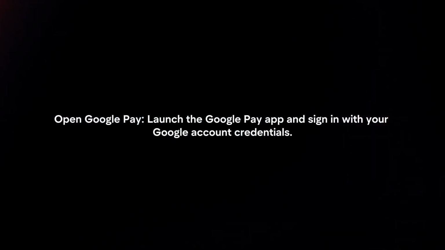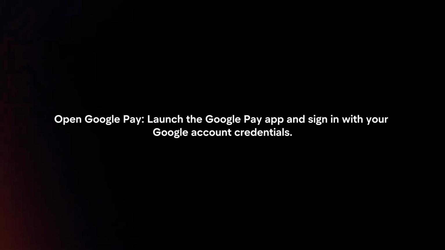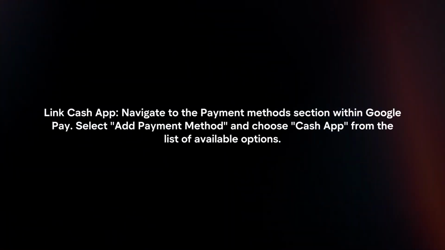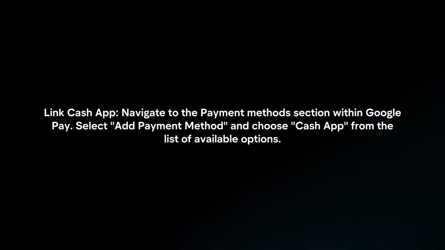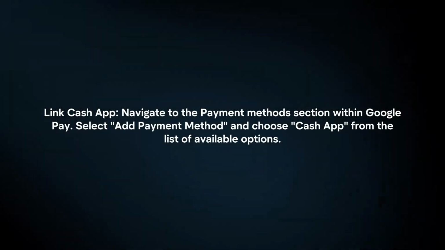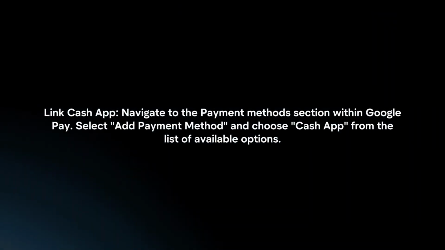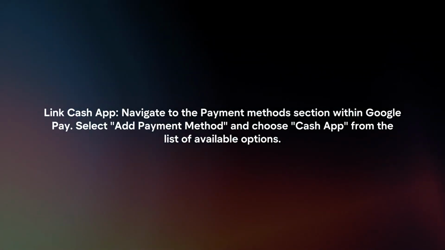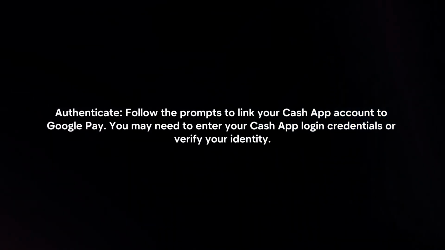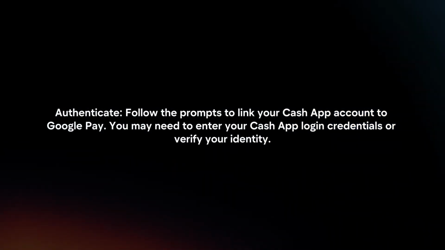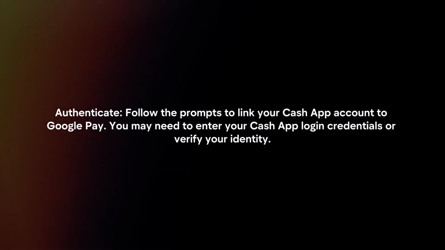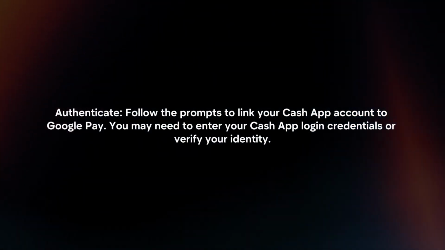Open Google Pay. Launch the Google Pay app and sign in with your Google account credentials. Link Cash App. Navigate to the Payment Method section within Google Pay. Select Add Payment Method and choose Cash App from the list of available options. Authenticate. Follow the prompts to link your Cash App account to Google Pay. You may need to enter your Cash App login credentials or verify your identity.